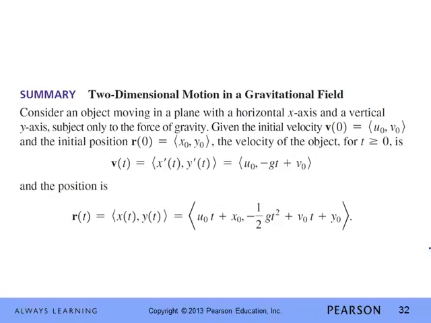All right? Now, given an initial velocity v of 0 with components u sub 0, v sub 0, and initial position r of 0 given by x sub 0, y sub 0, the velocity of the object for t greater than or equal to 0 is given by u sub 0 comma negative g t plus v sub 0. Where did they get that? Well, let's talk about that.